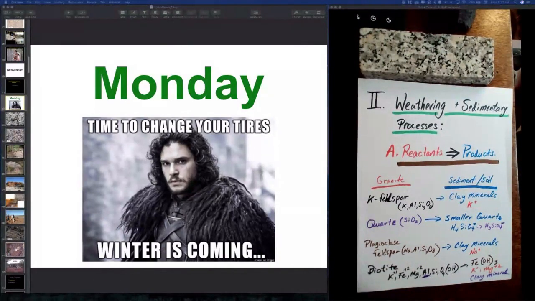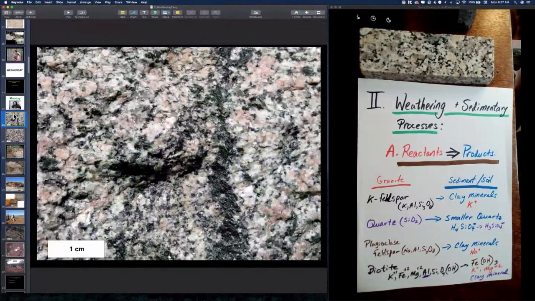Now, there you go. Granite breaks down. Let's see some broken down granite. Everybody loves broken down granite. So here's fresh granite. This is from Colorado. It's Flagstaff Mountain west of Boulder, Colorado. And you can kind of see what's going on here. You see plagioclase feldspar, potassium feldspar in pink, gray glassy quartz around, and black zones of biotite, black mica.